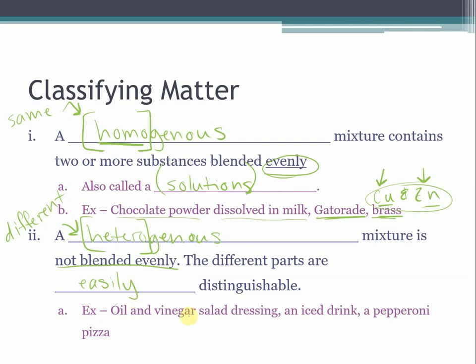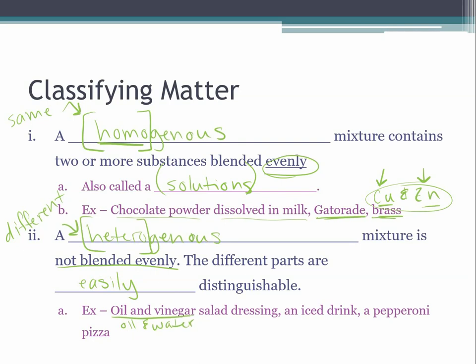So if you've ever had a vinaigrette salad dressing made of oil and vinegar, or even oil and water, these things don't mix. You might have heard, oh, they mix like oil and water. It's because they don't mix. And you can shake it up as much as you want to.